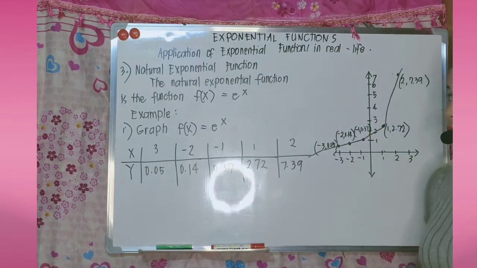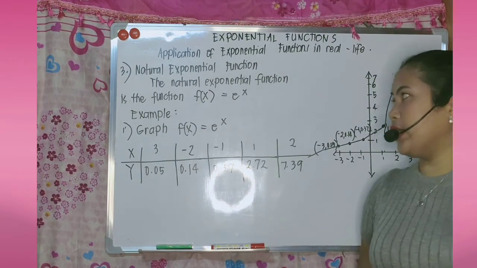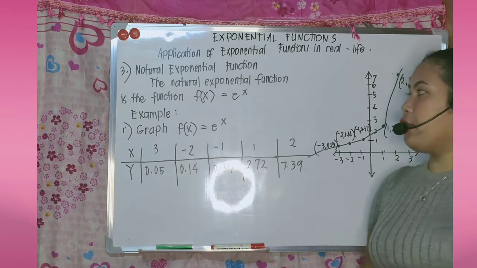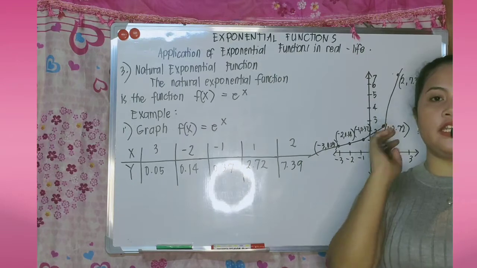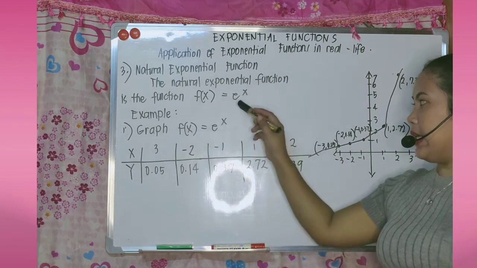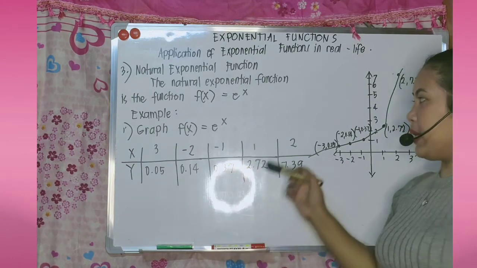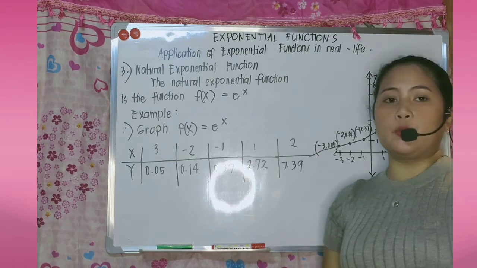So, let's proceed to our next application. So, we have the natural exponential function. The natural exponential function is the function f of x equals e raised to x. So, again po, using your scientific calculator, pwede nyo doon tingnan kung ilan ba yung value ng e raised to x. Doon po sa scientific calculator, makikita doon yung letter e tapos raised to x. So, equal niya ata is nasa 2 point something.